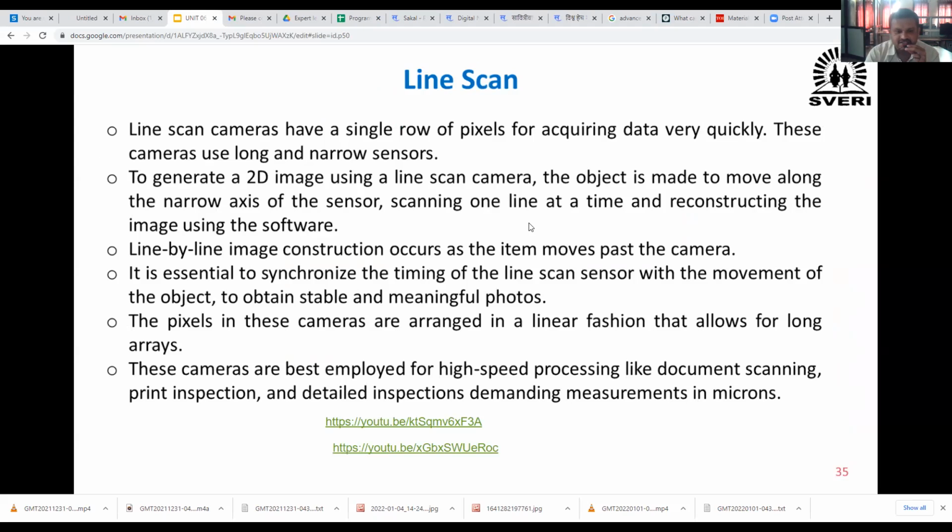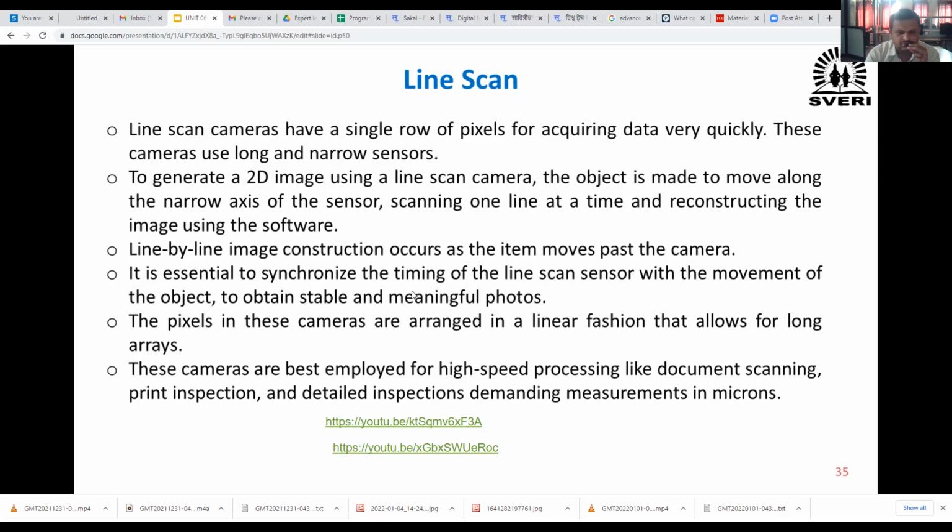Now next is line scan. Line scan cameras have a single row of pixels for acquiring data very quickly. These cameras use long and narrow sensors. To generate a 2D image using a line scan camera, the object is made to move along the narrow axis of the sensor, scanning one line at a time and reconstructing the image using the software. Line by line image construction occurs as the item moves past the camera.